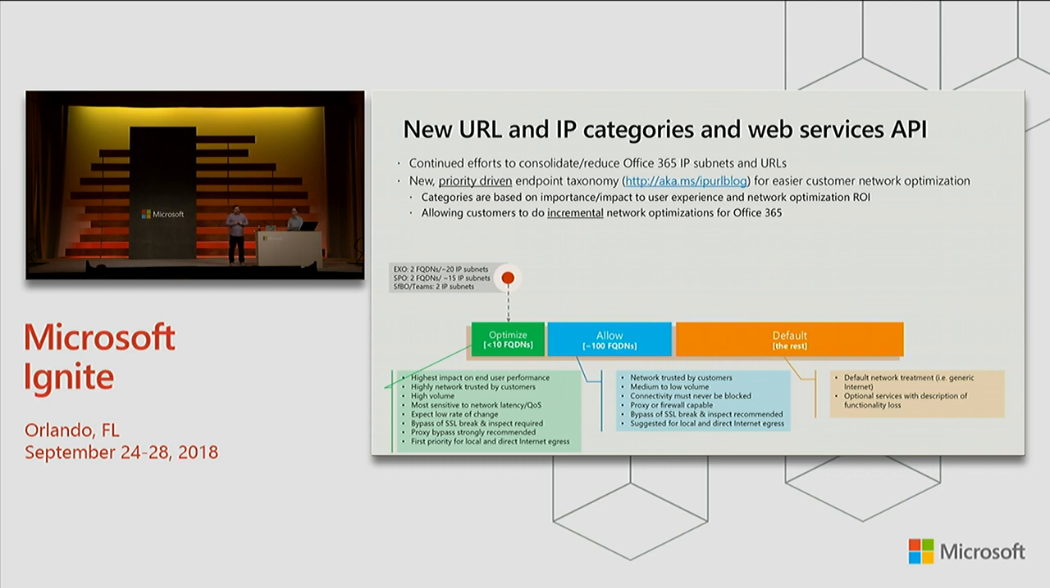For the allow list, you still need these. These are still required to be accessible, but they're not high volume, not necessarily latency sensitive. So we don't have to focus on these initially. We'd ideally like to send these out locally, not SSL break them, but they're less important than that first bucket.